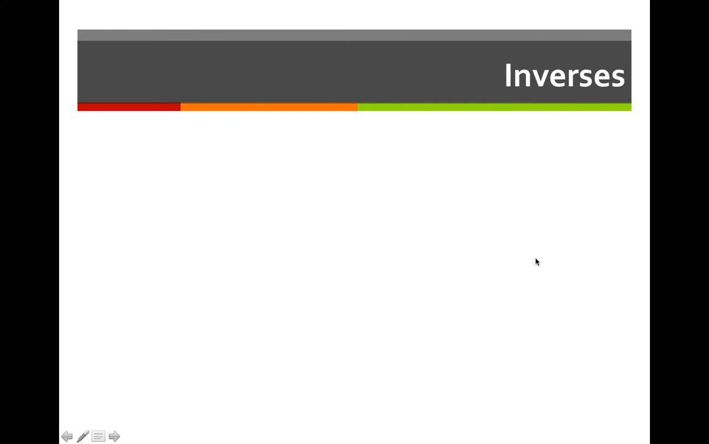Okay, moving forward, we're going to look at inverses. Inverses are pretty important in the study of math because inverses undo each other, like a square and a square root. They undo each other. Dividing by 3 and multiplying by 3, they're inverses of one another. They cancel each other out.